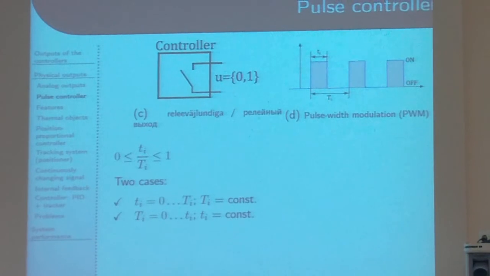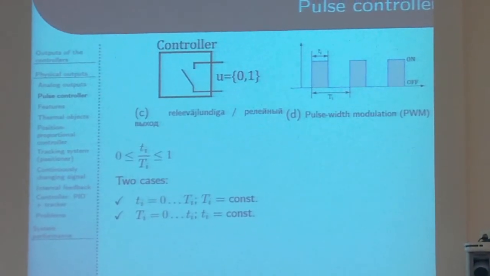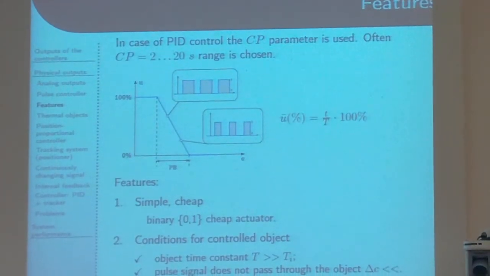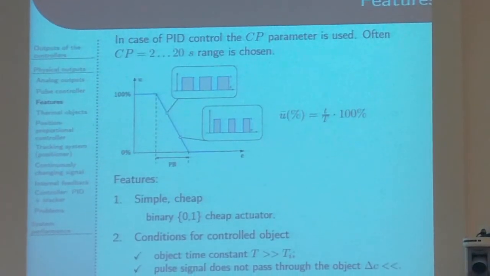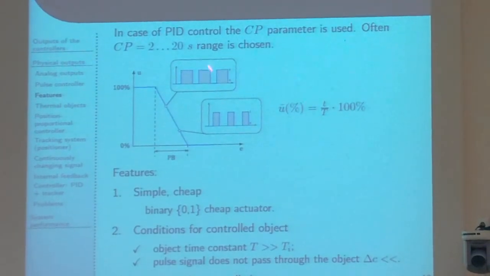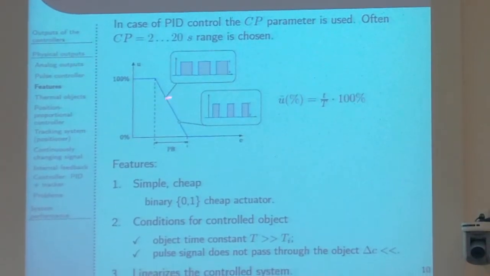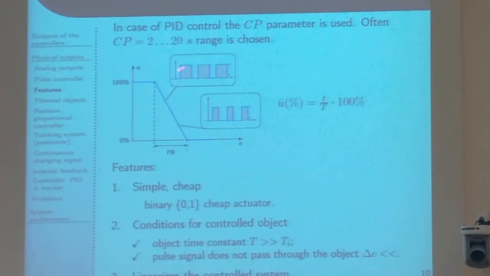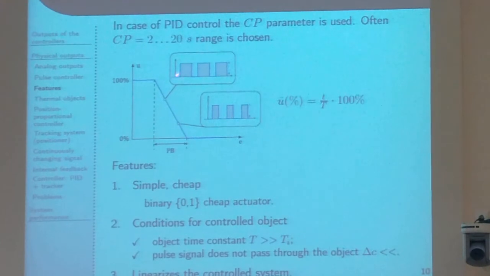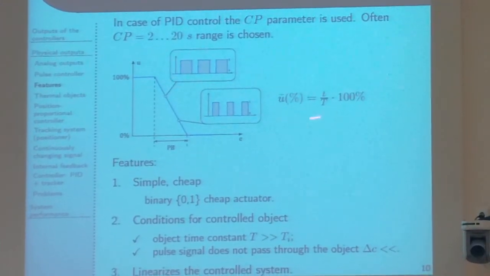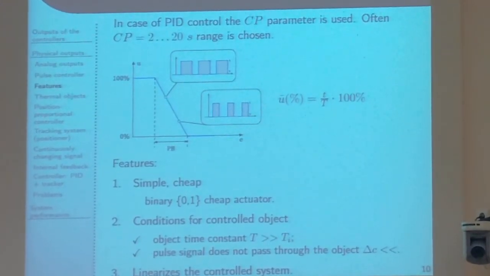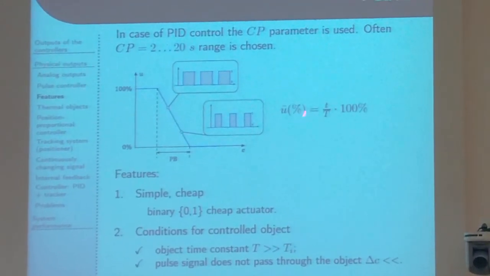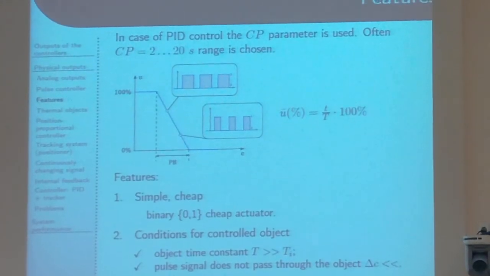Otherwise, you can have trouble during your control. So, in case of PID control, as I told you, we have this CP parameter. For that matter, with the same period, we will have different widths of the pulses here, and basically we can obtain the right output of the control. So this will be the mean value of the output.